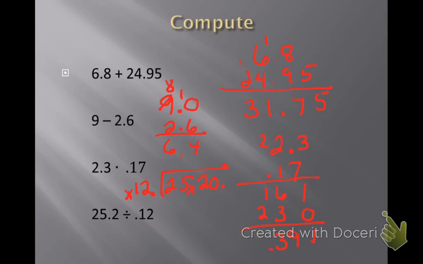12 goes into 25 2 times. That's 24. Subtract, we get a 12. 12 goes into 12 once. Now, even though we have no more numbers, we do have to fill in the space between the 1 and the decimal with a 0. So 210 would actually be the answer to that.